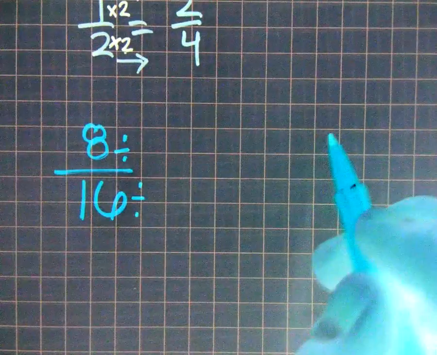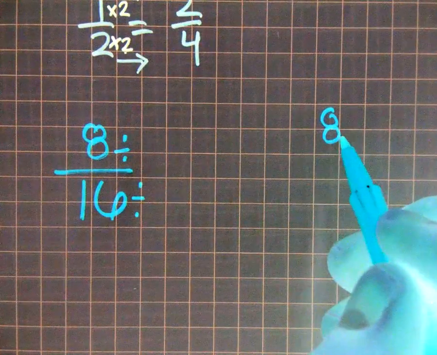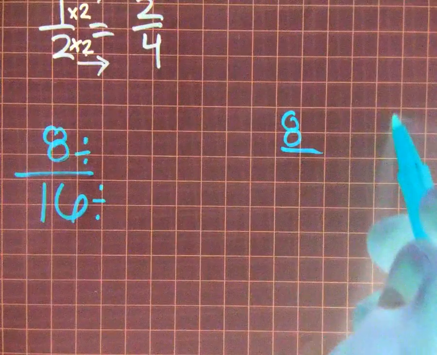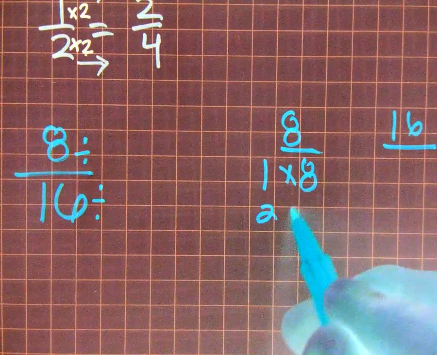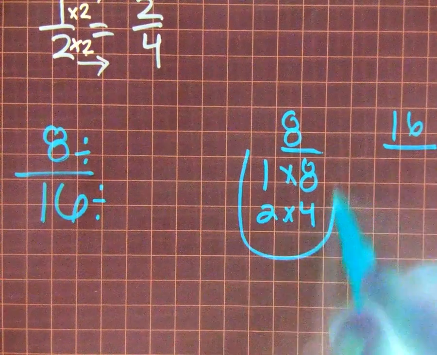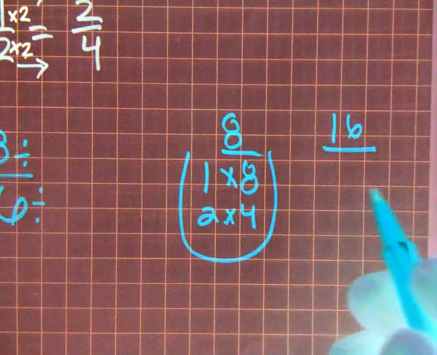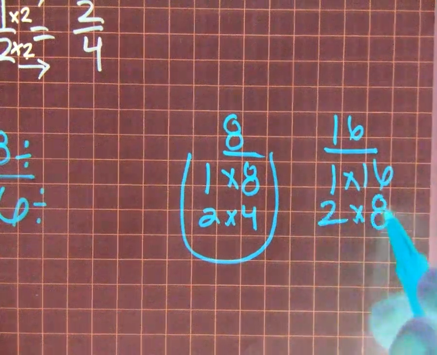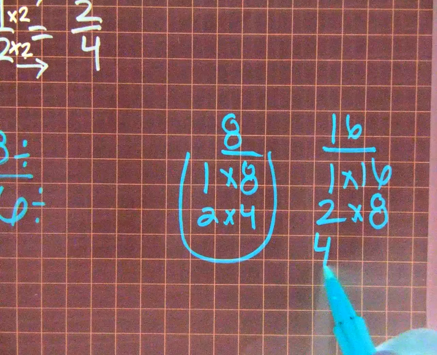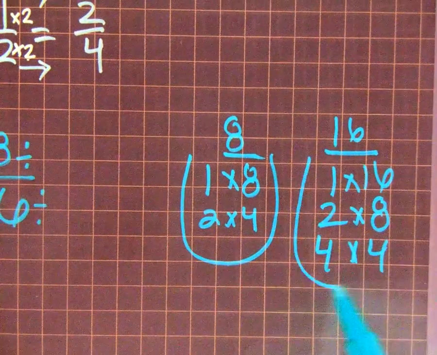So I would do my U-turns for 8 and 16, right? We know it's 1 times 8, we know it's 2 times 4, and that's all we have for 8. For 16, we know that's 1 times 16, we know that's 2 times 8, there's no 3, there is a 4 times 4, and those are all of our factors.